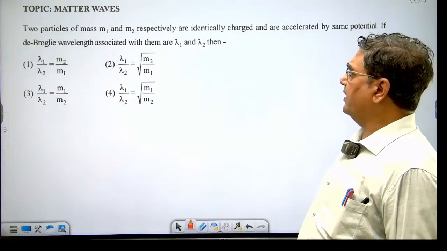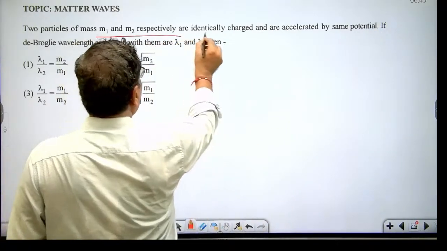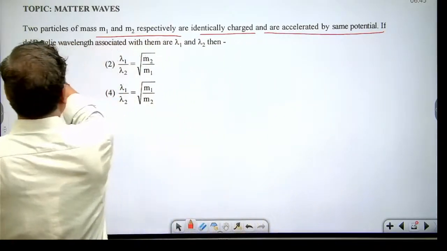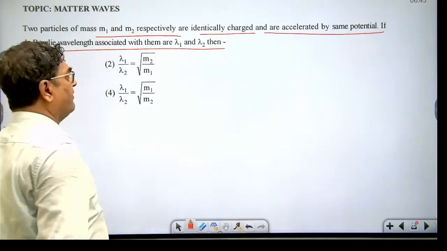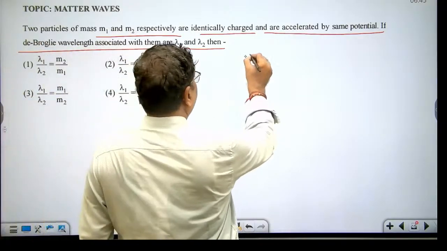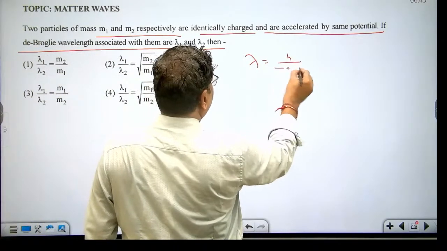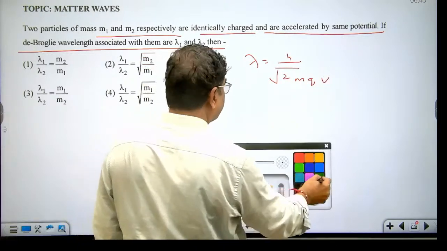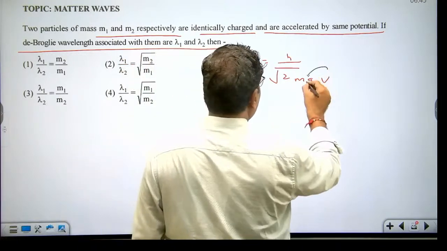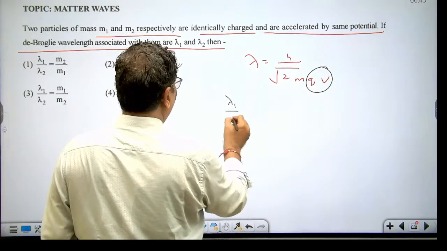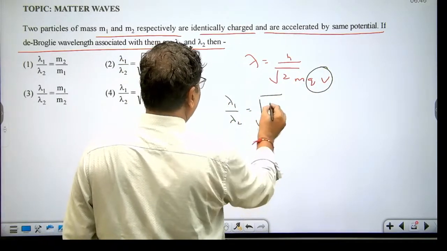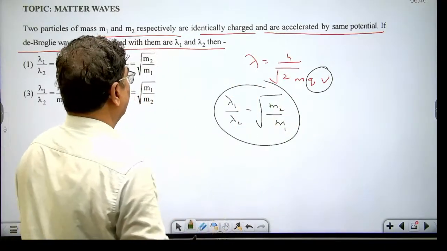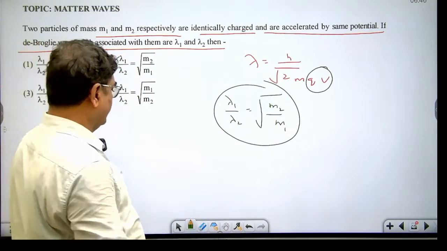Two particles of mass m1 and m2 respectively are identically charged and accelerated by the same potential. If the de Broglie wavelengths associated with them are lambda 1 and lambda 2, then the de Broglie wavelength of a charged particle is h upon under root 2mqV. This means charge is the same and potential difference is also the same. So lambda 1 upon lambda 2 will be equal to under root m2 upon m1. This is the solution. Out of 4 choices, the correct choice is option 2.